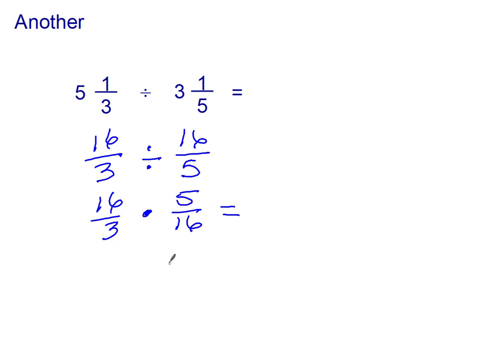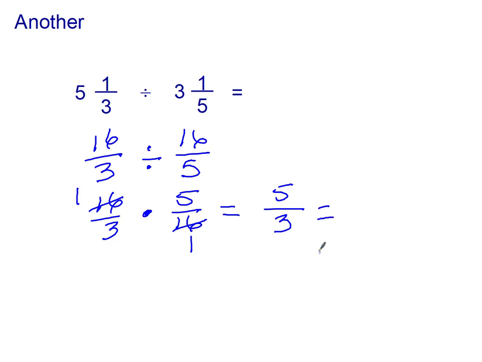Now if you remember from yesterday, the simplifying, if you have a number on top and a number on bottom that have common factors, you can simplify. So this 16 and this 16 right here, they have a 16 in common. So I can divide them both by 16. So this 16 turns into a 1. This 16 turns into a 1. So now on top I have 1 times 5 to give me 5. I have 3 times 1 on bottom to give me a 3.